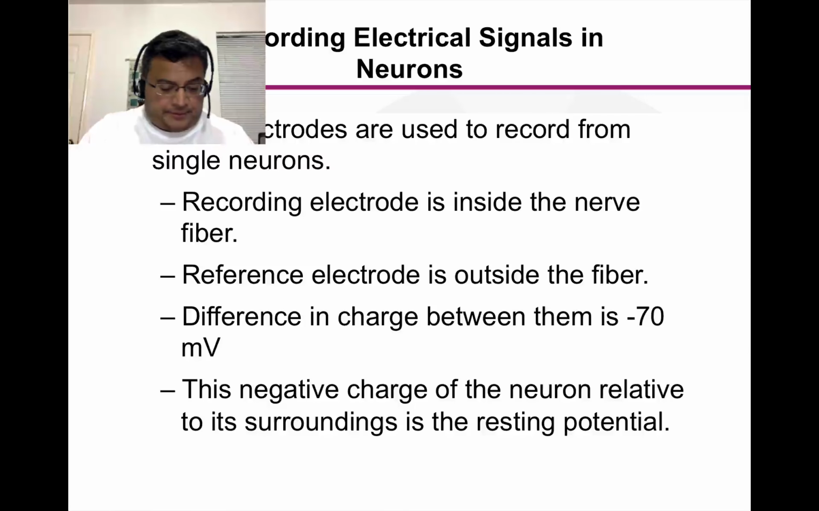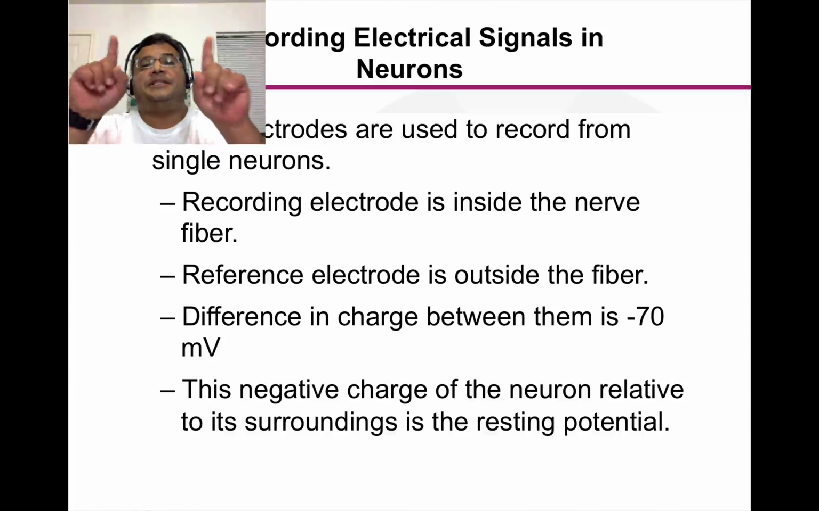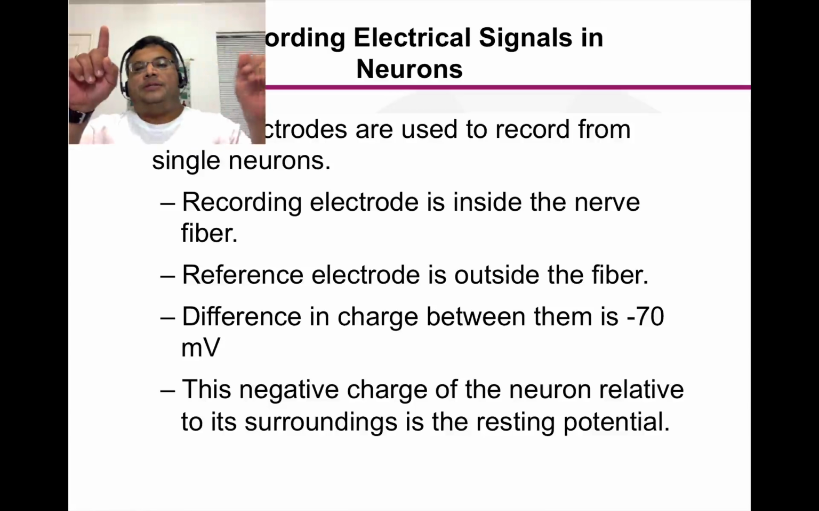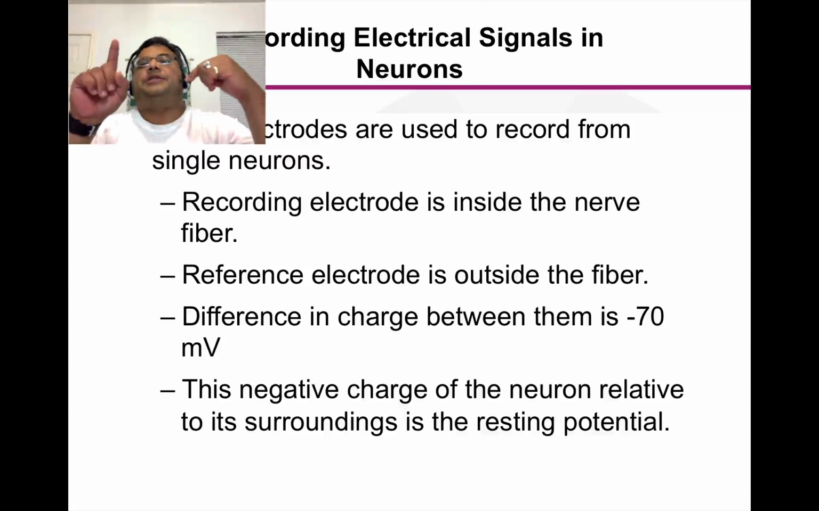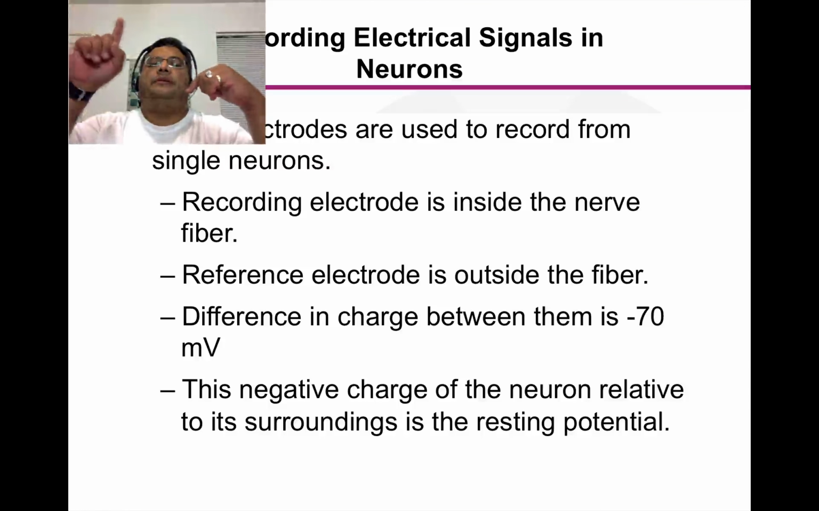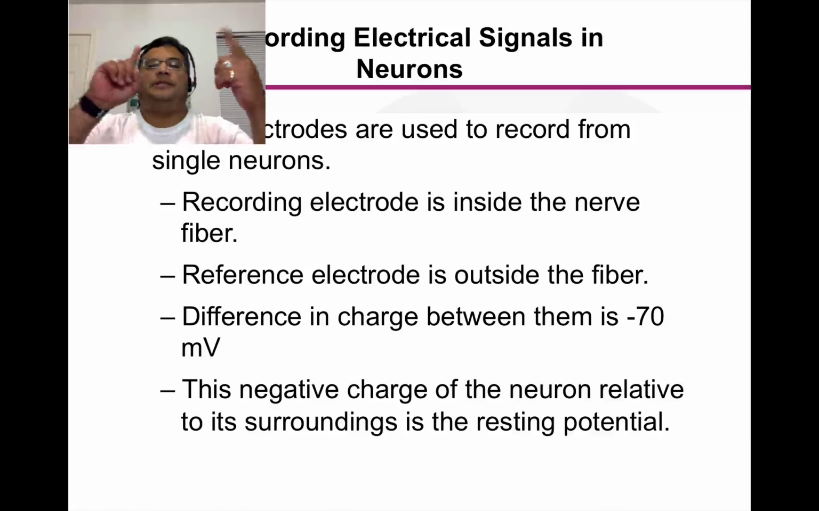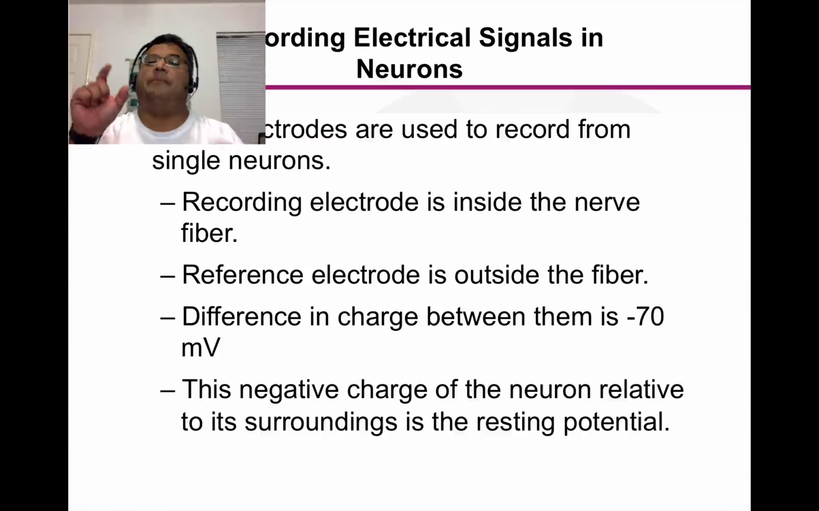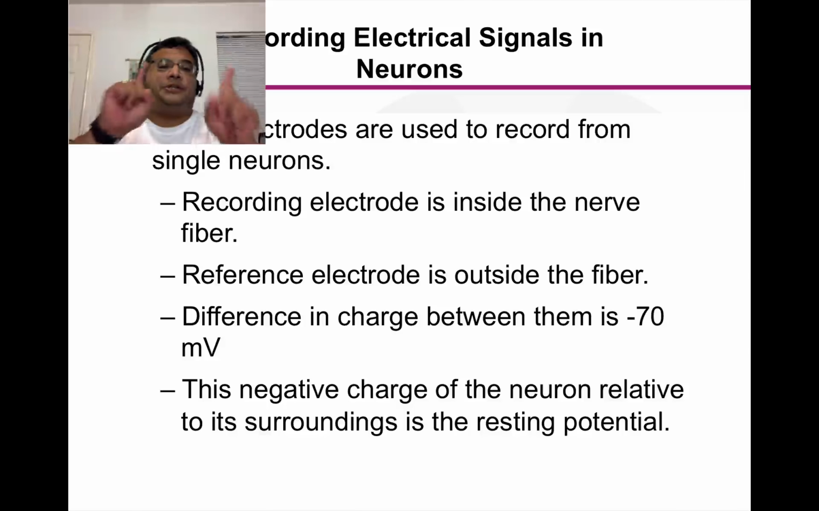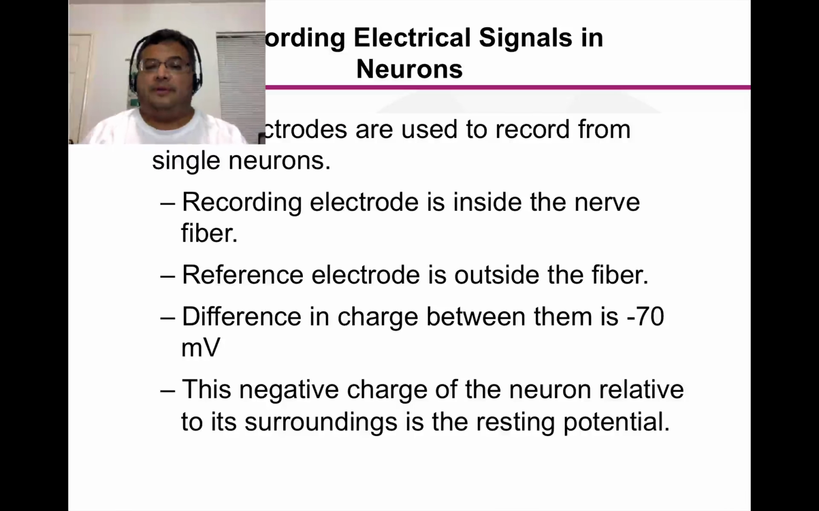And once you measure it, it's about 70 millivolts. There's a negative 70 millivolt difference between the inside and the outside. So the inside of the neuron is negatively charged, and the outside of the neuron is more positive, right? And the difference, if you measure it in volts, is about minus 70 millivolts. So it's like a little battery. It's like a little capacitor that holds a charge, right? And that charge is about minus 70 millivolts.